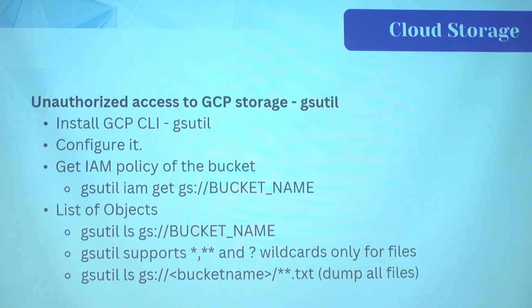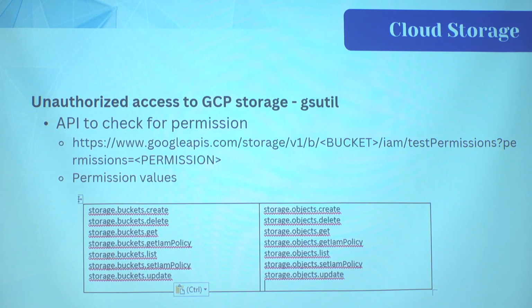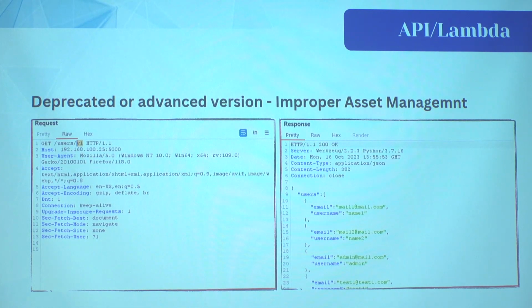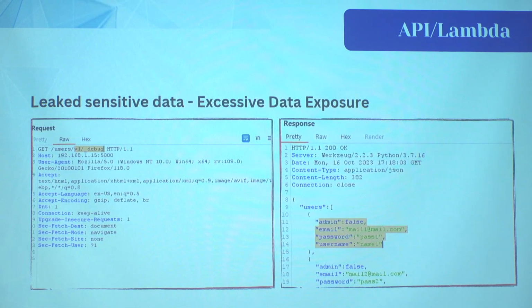And this is for GCP. These are all the commands if you want to access GCP, and these are the permissions for GCP as well. You can manually check the permissions. Now this is for the API Lambda, where you can have improper asset management. Here is V1, and you can find out there are multiple versions. If you run a debug command, it will throw you admin accounts and email addresses. So this is a leak of sensitive data.